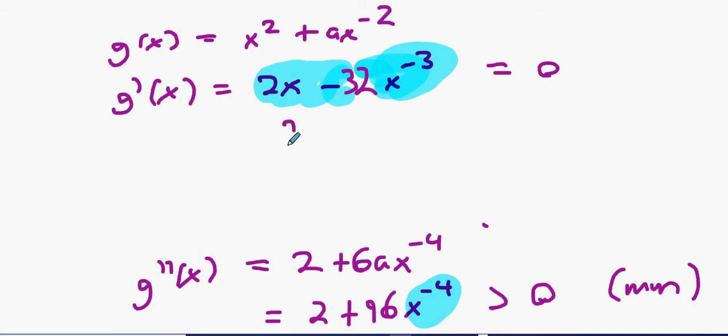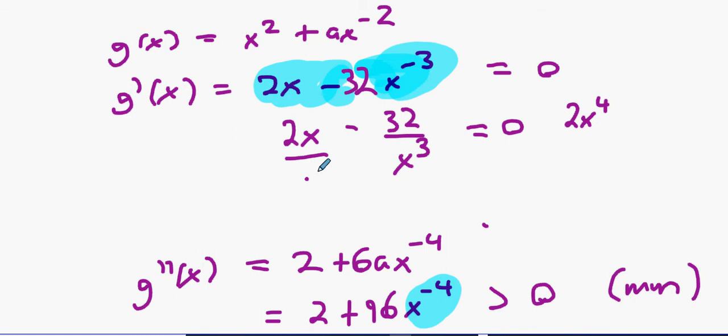So it's going to be 2x minus 32 over x to the power 3 equals 0, yeah? And then it's going to be 2x to the power of 4. When I get a common denominator, put x cubed under everything, yeah? And it's going to be 2 and then an x cubed up here. It's going to be 2x to the 4 minus 32 equals 0. Bring it over to the other side, divide by 2. I'm going to get x to the 4 equals 16.